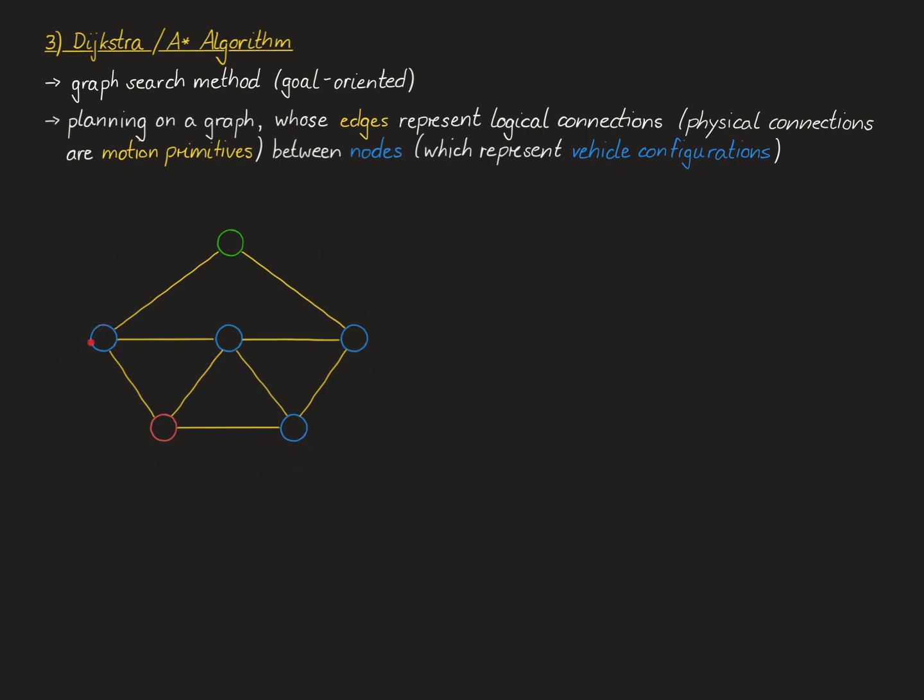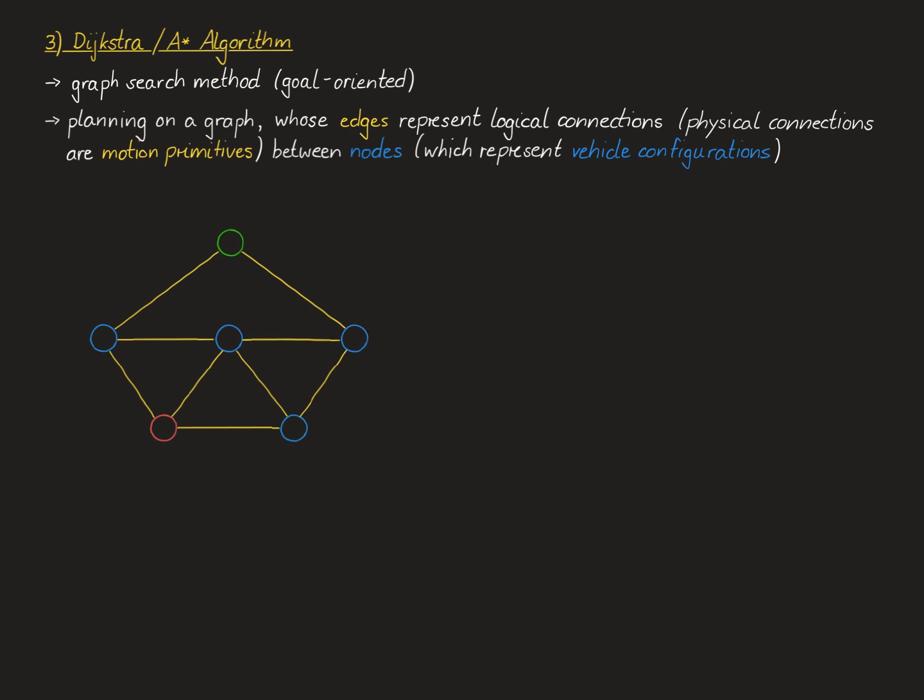represented by little circles and the edges are represented by straight lines, which does not mean that the physical path between two nodes is actually a straight line, but the presence of an edge just means that there exists some feasible motion primitive that connects these two nodes. Hence, we refer to the edges as logical connections instead of physical connections between the nodes.